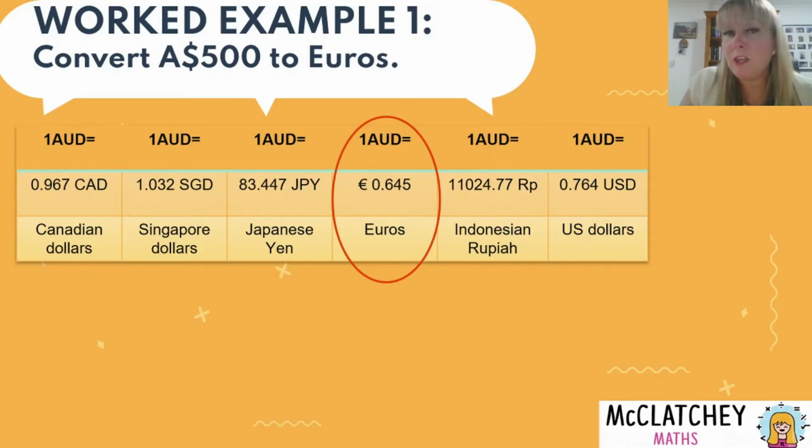In Europe, they use euros. In Australia, we use dollars, so we use the dollar sign. When you're in Japan, they use yen. They've got a different symbol for that. There's different symbols for pounds in England. So just be familiar that there are different symbols used for currency.